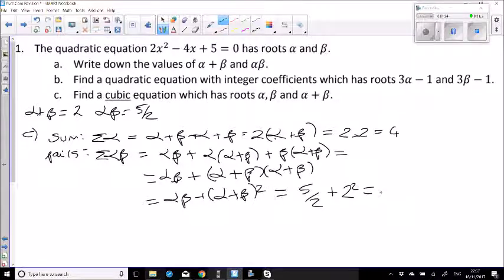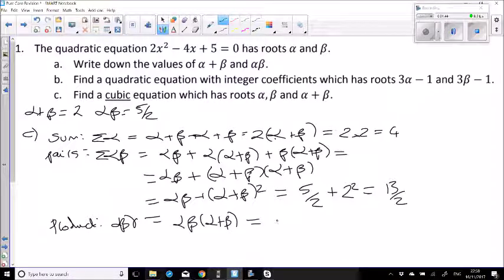So 4 plus 5 over 2, 13 over 2. And then I want the product, which will be alpha, beta, gamma, what the three roots are. So alpha beta times alpha plus beta. Okay, so alpha beta is 5 over 2, alpha plus beta is 2, so that's going to be 5.